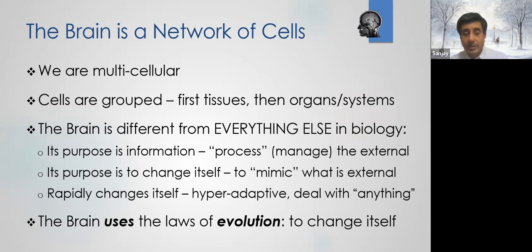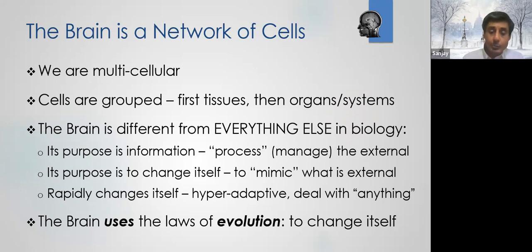It's one of the most unique, and this applies to every organism, not only a human or the primate brain or even mammal brains. Every brain is different from every other type of system in biology because of these three things. One is that its purpose, its only purpose, is information. It processes information, or it manages information, and that information comes from outside the brain, which means it can come from the body, or it can come from the external world.